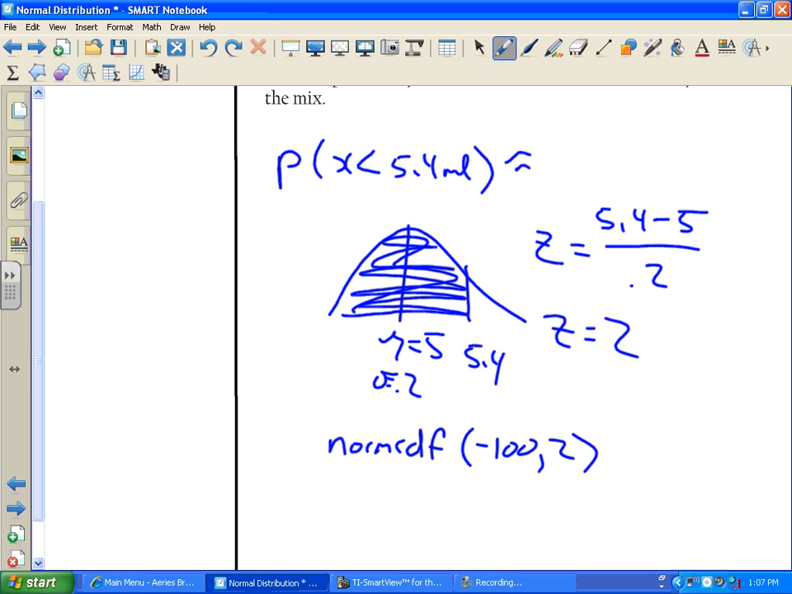No, we will not always go from negative 100. In this case, we will, because you always go from left to right. So sometimes the left is not going to be negative 100. Sometimes the left is going to be here, sometimes here. It depends on the context of the problem. Like my next problem, I'm going to do a problem in a second. I want to know the probability it's going to be between like 4.8 and 5.2. So I'm going to have to find two z-scores. And then my left is going to be below one, and my right is going to be above.